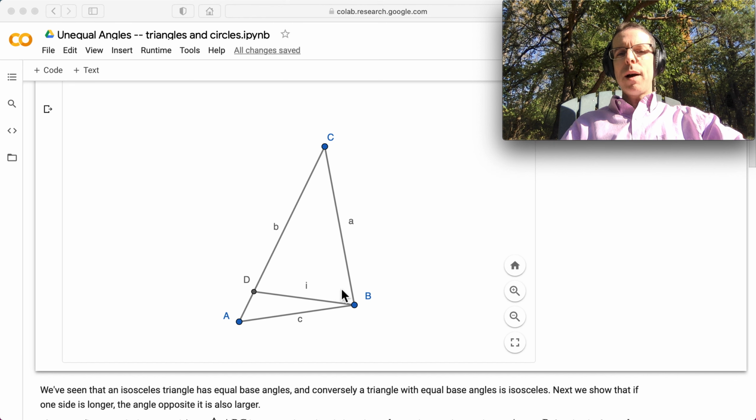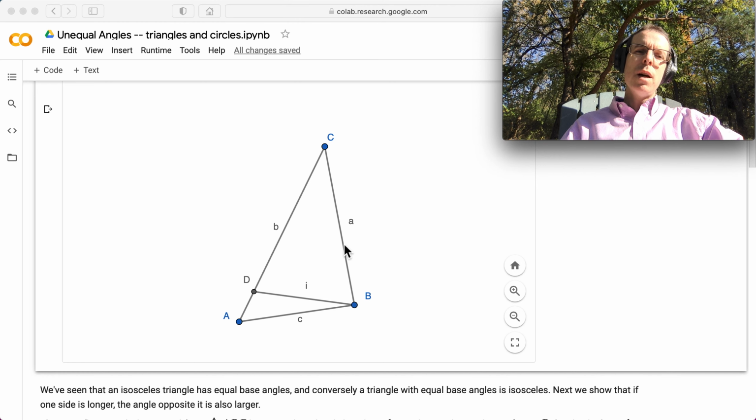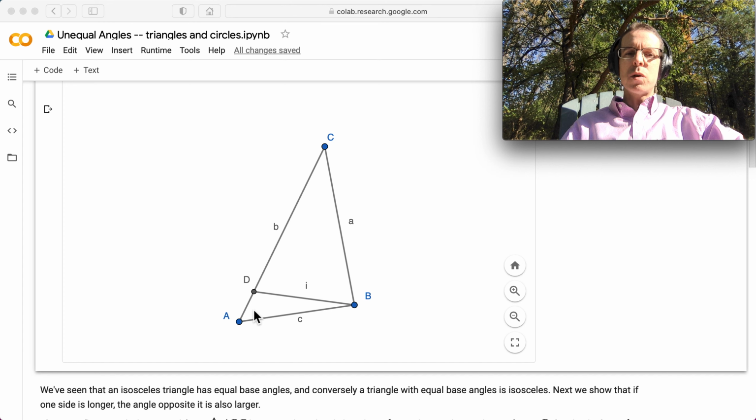What about angle B? Well, angle B contains this base angle of this isosceles triangle. Angle B, that is ABC, contains the angle DBC. So clearly, angle B is bigger than the base angle of the isosceles triangle. So A compares smaller to the base angles of this isosceles triangle, and B compares larger to the base angles of the same thing. And that means that A must be smaller than B. So what we've proven is that if the sides have an inequality, side A is less than side B, then indeed the opposite angles, angle A and angle B, have the same inequality. Angle A is less than angle B.